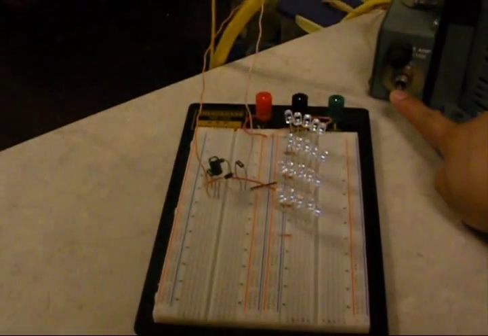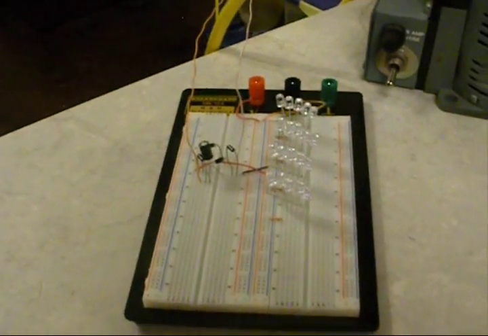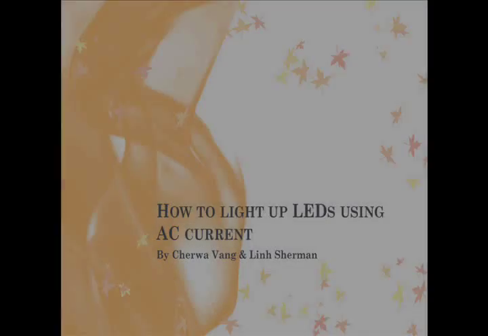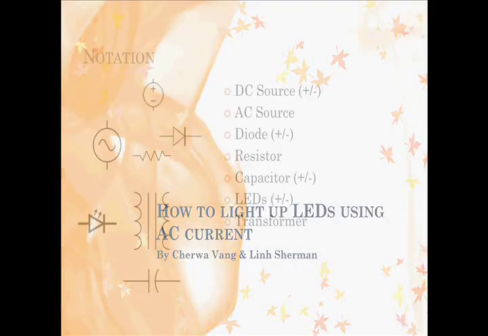In this video, we're going to show you how to convert AC to DC current and use it to power up an LED. Alright, let's go ahead and jump into some notations.